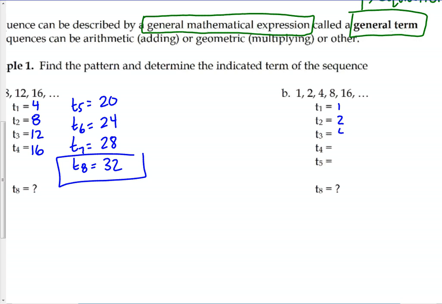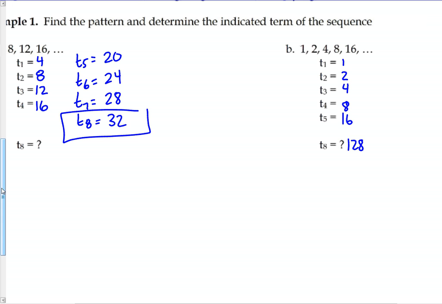1, 2, 4. Term 4 is 8. Term 5 is 16. Figure out the 8th term. 128. So what are we doing each time? Doubling, timesing by 2. So you get 32 and 64 and then 128.